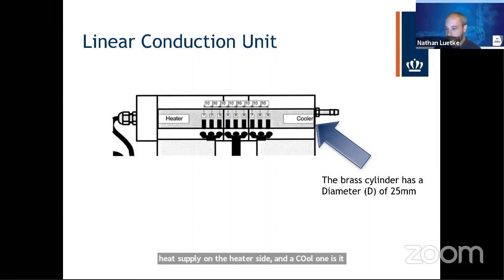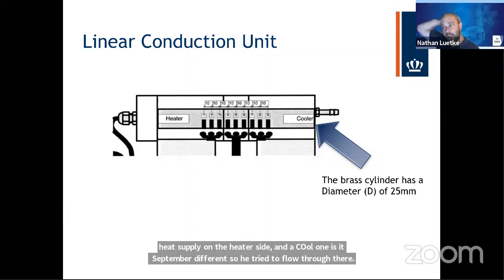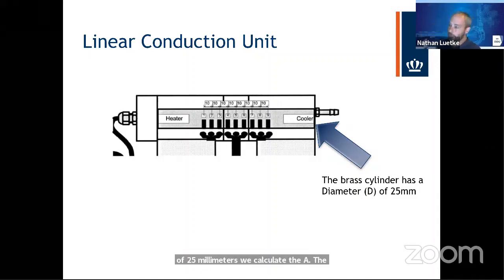If we know the brass has a diameter of 25 millimeters, we can calculate the area, and we can calculate K, thermal conductivity, and then plot thermal conductivity as a function of temperature.